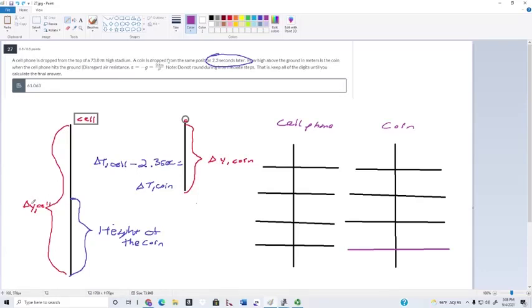So you can take delta y cell with no negative in front of it minus delta y of the coin with no negative in front of it, except for the minus that you already put there, so that you're subtracting the numbers, and that's going to give you your final answer. You're going to want your final answer to be positive because you are not looking for a vector, you are looking for a scalar. They said the height, that is a scalar. That's how you do it.